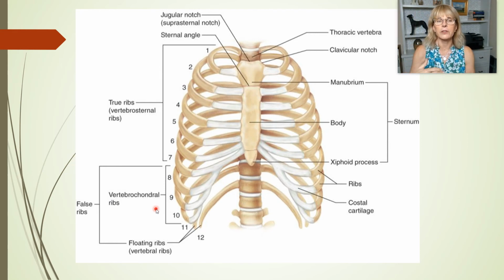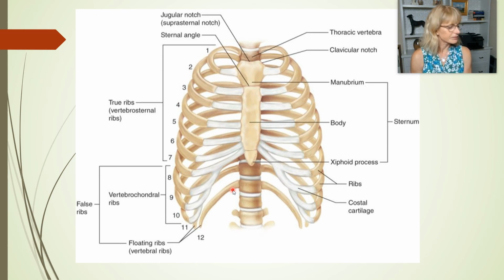Now, why are the first 7 considered true ribs? Because each one of these ribs has got their own piece of cartilage that connects that rib to the sternum. These guys, 8, 9, and 10, they're called false ribs because they've got a little piece of cartilage that attaches them only indirectly to the sternum. They're catching a ride on rib 7. And then these last 2 are called the floating ribs because they don't attach to the sternum at all. They're considered the floating ribs.